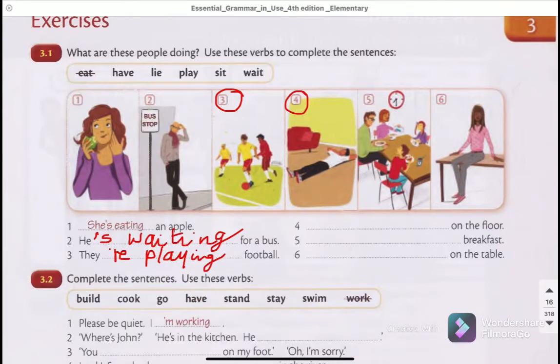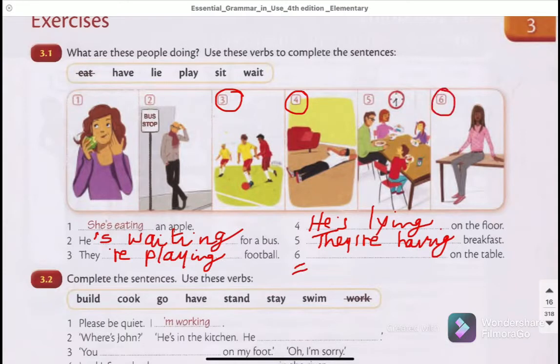Number 4, he is lying on the floor. Number 5, look here. What are they doing? They are having breakfast. And number 6, the last picture, she is sitting on the table.